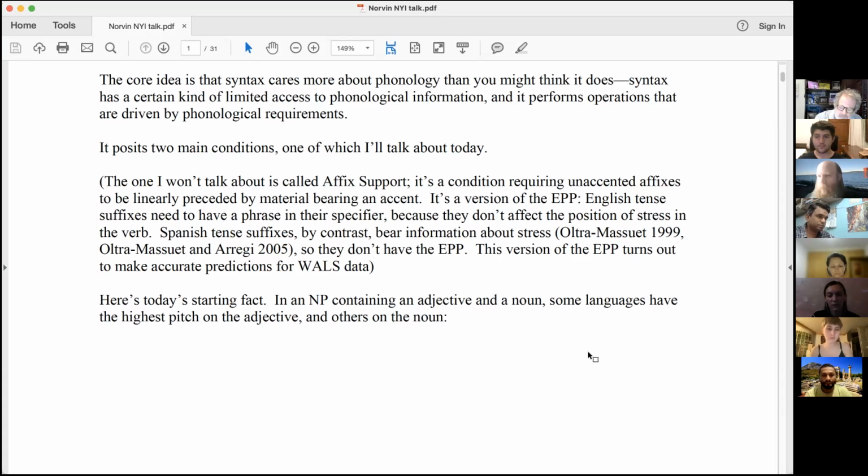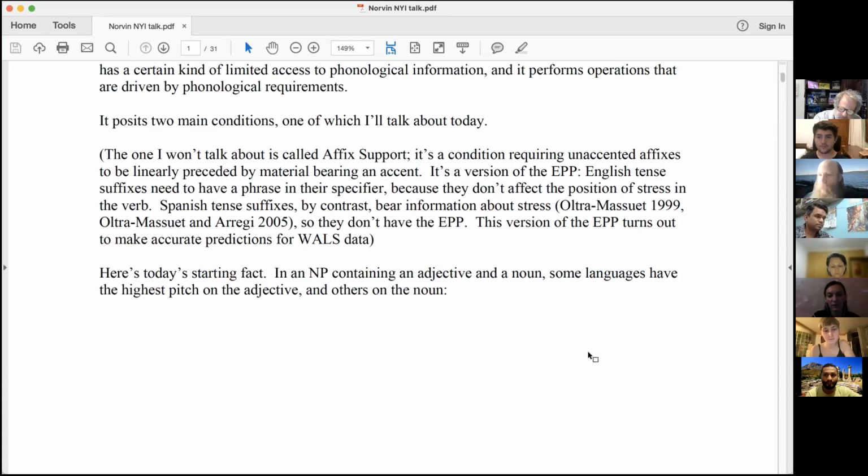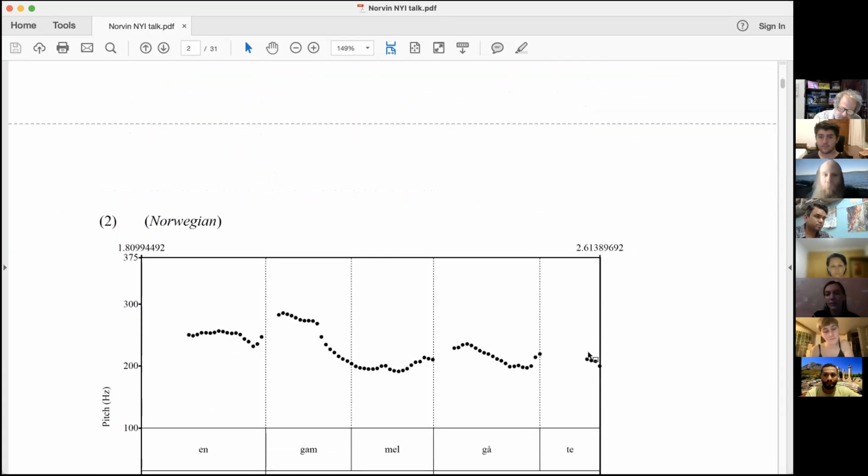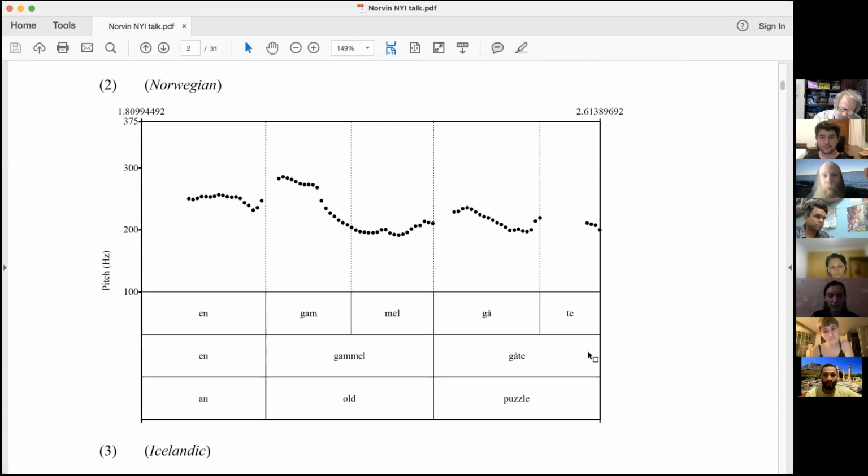In a noun phrase that contains an adjective and a noun, some languages will have the highest pitch on the adjective and others on the noun. Let me show you some pitch tracks. Here's a Norwegian pitch track for a noun phrase that means an old puzzle. And you can see that it's higher on old than it is on puzzle. Yeah, the highest point in old is comparatively high. The highest point in puzzle is lower.